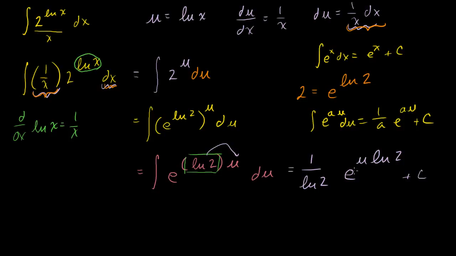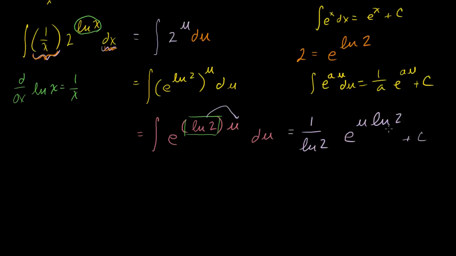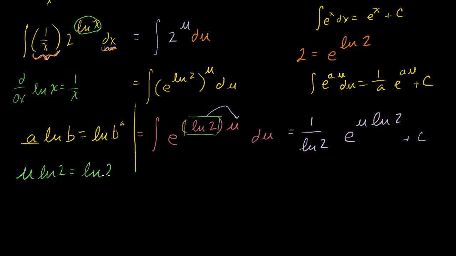So this is our answer, but we have to reverse substitute before we can feel satisfied that we've taken the antiderivative with respect to x. But before I do that, let's see if I can simplify this a little bit. From our natural log properties, a times the natural log of b is the same thing as the natural log of b to the a. Let me draw a line here. This becomes the exponent on whatever we're taking the natural log of. So u times the natural log of 2 is the same thing as the natural log of 2 to the u.